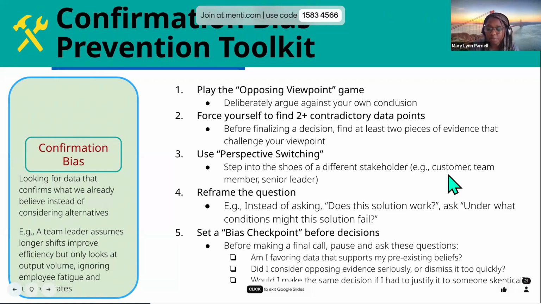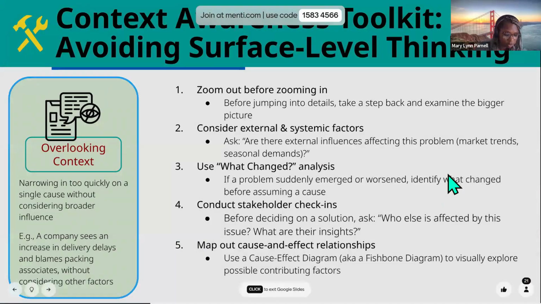So if you tend to be someone who navigates toward positivity, are we not really entertaining some of the information that's coming to us to tell us that there really is an issue? And would you make the same decision if you had to justify it to someone skeptical? So if you had someone who is challenging you, challenging the process, would you make that same decision? Do you have all the facts? Are you able to justify it and really go forward? All right. That is for confirmation bias.